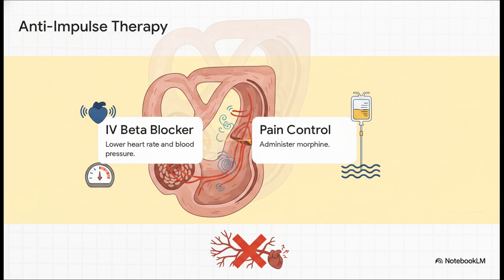Before you even get confirmatory imaging for suspected dissection, you must start anti-impulse therapy to reduce shear stress on the aortic wall. Step 1 is an IV beta blocker like esmolol or labetalol to bring down both the heart rate and blood pressure. Step 2 is getting that pain under control with morphine. A common exam trap to avoid: do not give vasodilators like sodium nitroprusside before beta blockers. Doing that triggers reflex tachycardia, which will just worsen those shearing forces.